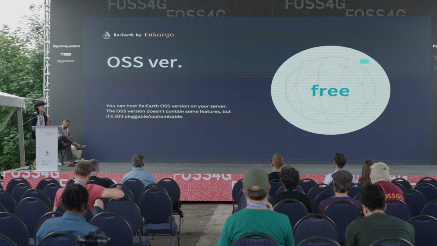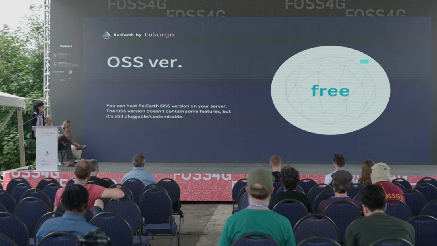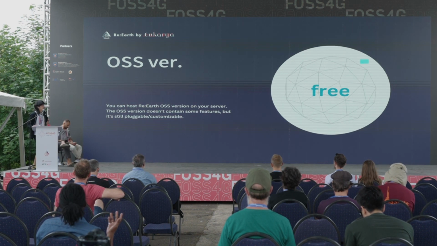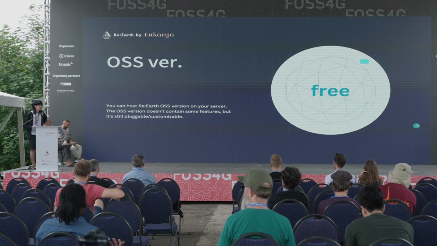The plugin marketplace is for installing other people's plugins, like a WordPress plugin. But if you're an engineer, if you can host it yourself, it's free. You know, an open source version is also available. So you can go to GitHub, and then you can just download our source code and also the Docker file. You can just host your own Re-Earth as well.